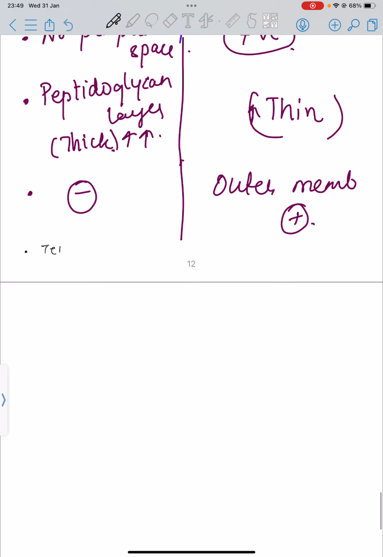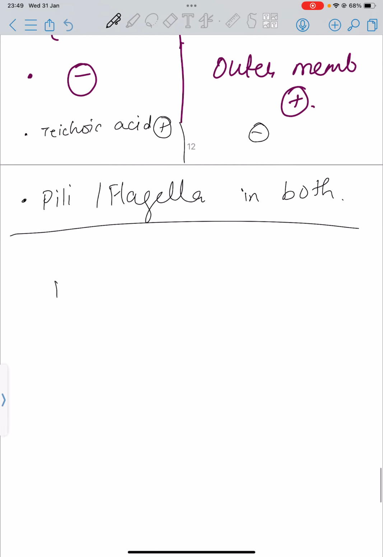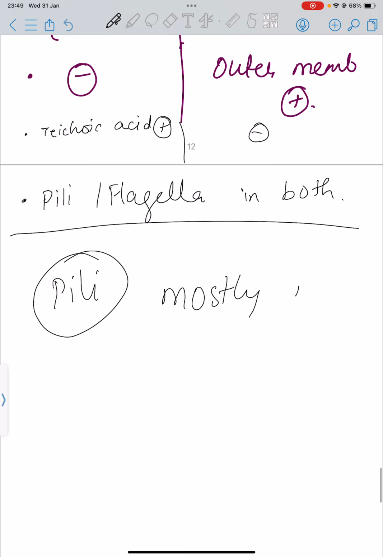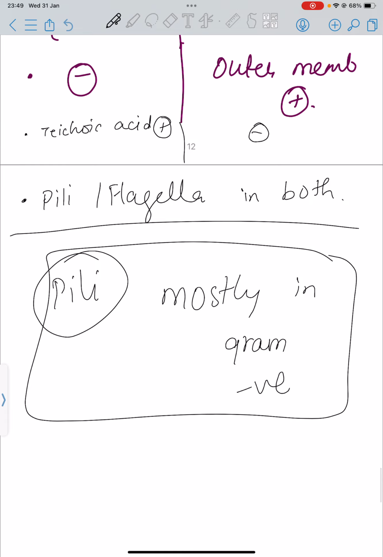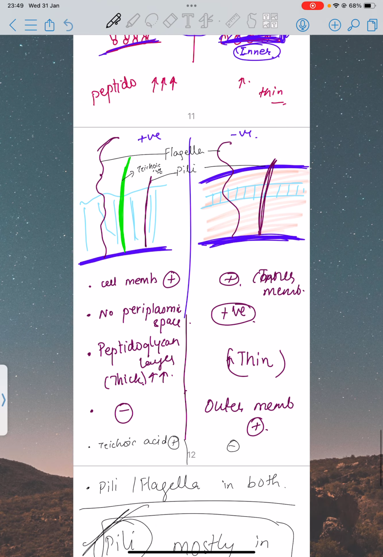So teichoic acid is present here, teichoic acid is absent here. What else? Pili and flagella can be present in both, but mind you, pili is seen mostly in gram negative. So mark it down, pili is seen mostly in gram negative. Now, this is the comparison that I wanted to make.